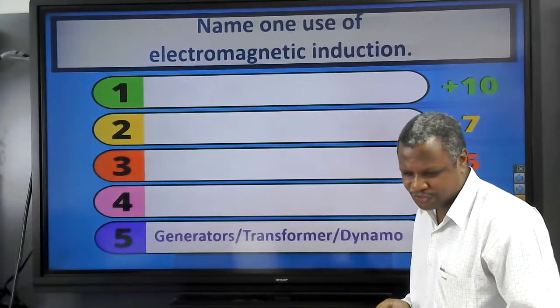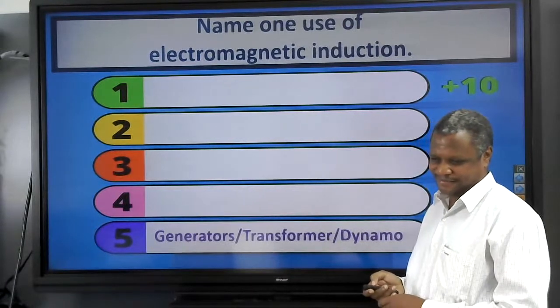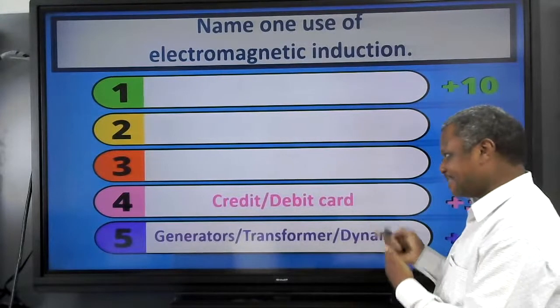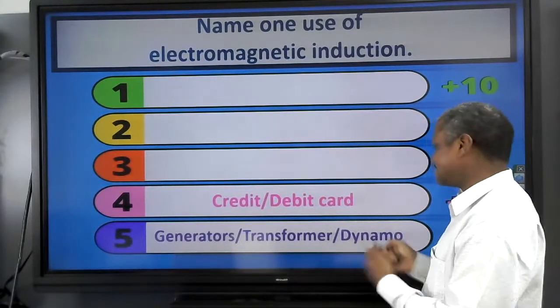Number 2, 3 room 6, can you check your spelling? It's MAG, magnetic. Check your spelling. Credit or debit card. Those who say ATM card, that's also correct. If your answer was ATM card, that's perfect.